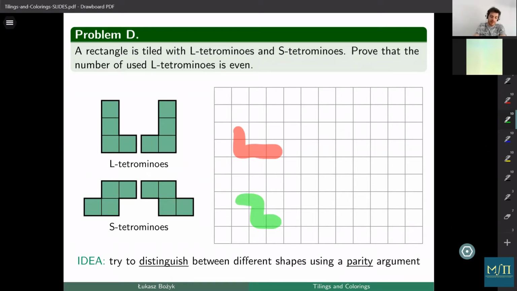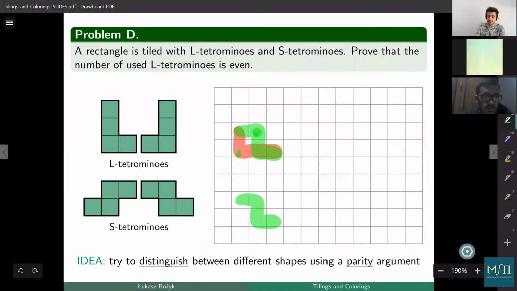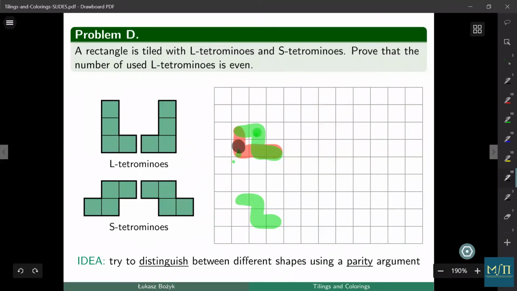So for example, if we place the two like this, a possible red placement of L and a possible green placement of S, then if we want those two tiles to be distinguished, we need to have different colors here and here, because that's the only cell that differs. And so in our coloring, the two should be of different color.